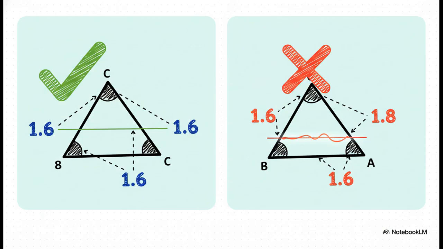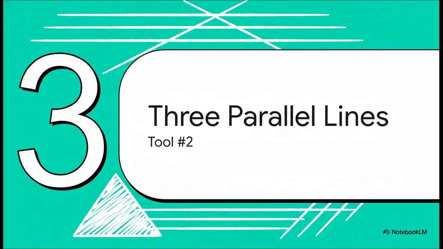And here's the proof. For the triangle on the left, check it out. 8 divided by 5 is 1.6. And 12 divided by 7.5? Also 1.6. The ratios are identical. So the theorem tells us those lines are parallel. But now look at the one on the right. 24 over 15 is 1.6, but 18 over 10 is 1.8. The ratios are not equal. And that tiny difference is all the proof we need to say, nope, those lines are not parallel. It's that precise. All right, let's grab the next tool for our kit.